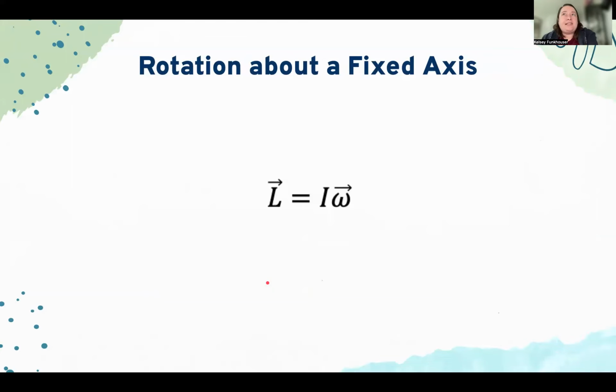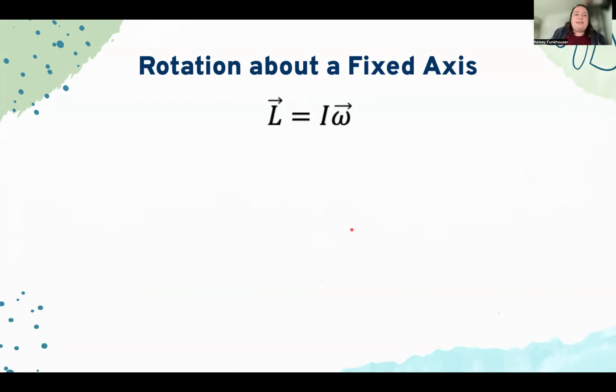For rotation about a fixed axis, so an axis that isn't changing in relation to the object, the angular momentum is also equal to the rotational inertia times the angular velocity. So this is analogous to the linear momentum, which is the mass times the linear velocity, or, what did we call the mass, the linear inertia? I'm not sure, I can't remember.